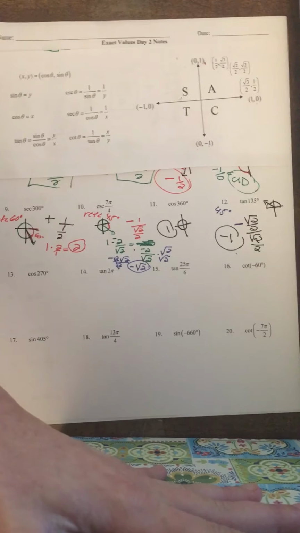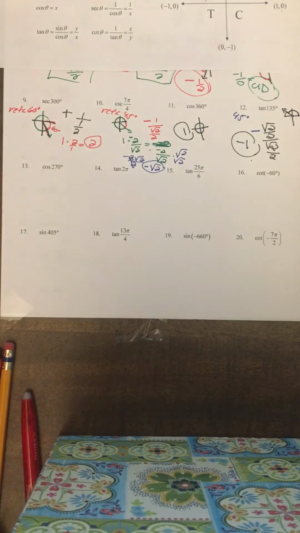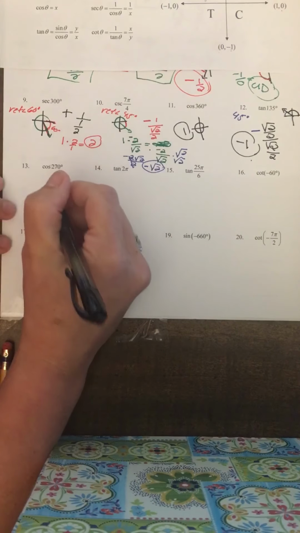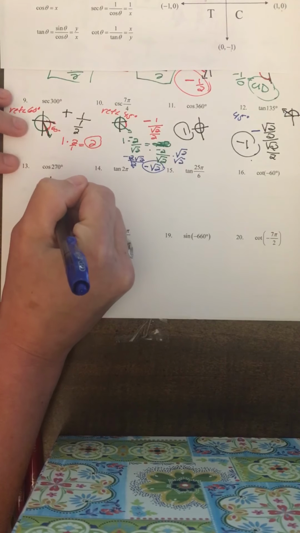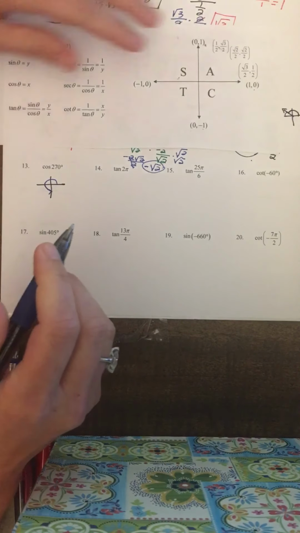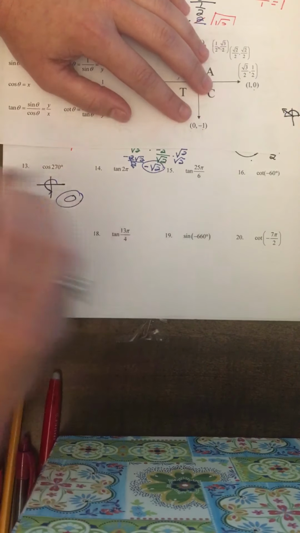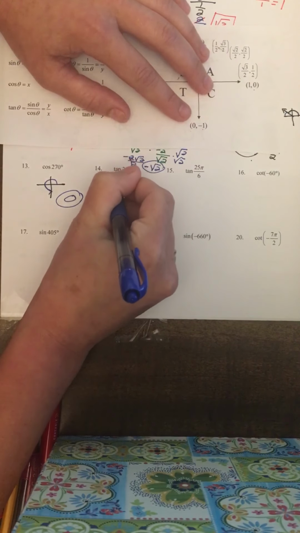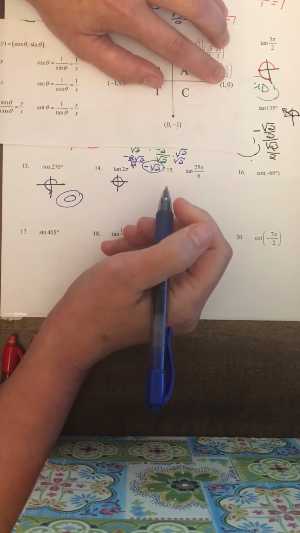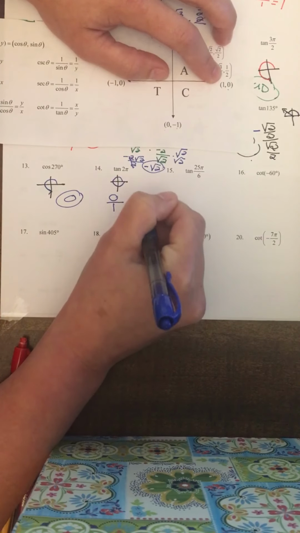Okay, let me move this down a little bit because it's kind of hard for me to write. Hopefully I won't mess this up. Okay. So cosine of 270, so that's going to be right here on our y-axis. So we're looking at this point right here. Cosine is first, sine is second, so our answer is 0. Tangent of 2 pi, that is going to be a full rotation. So we're looking at this point right here, 1, 0. Tangent is sine over cosine. Sine goes second, so that's 0 over 1, which is 0.